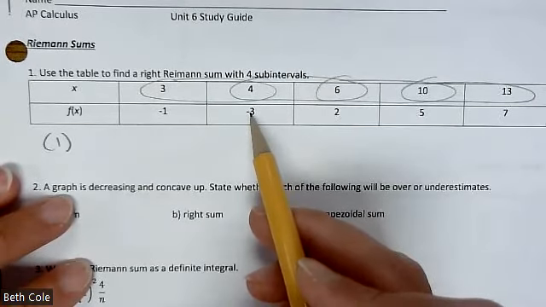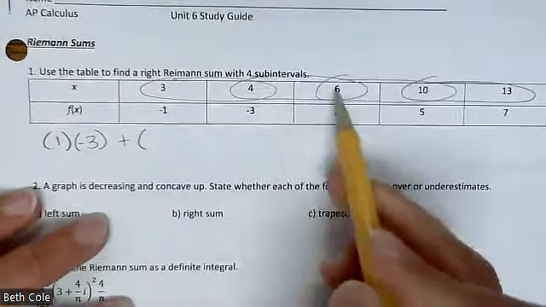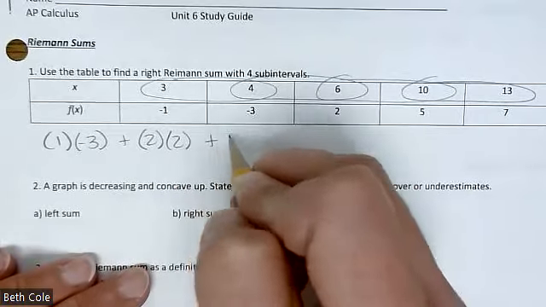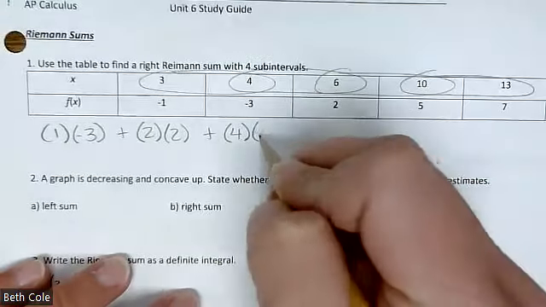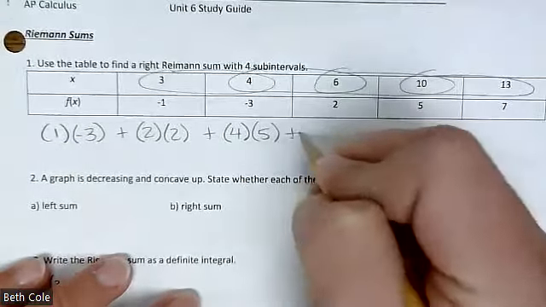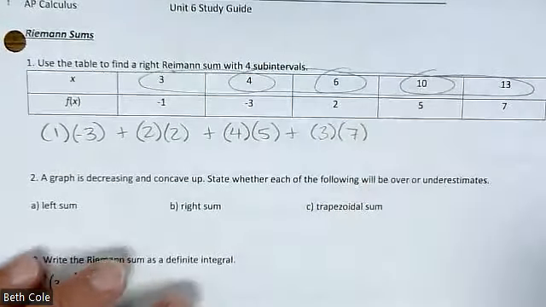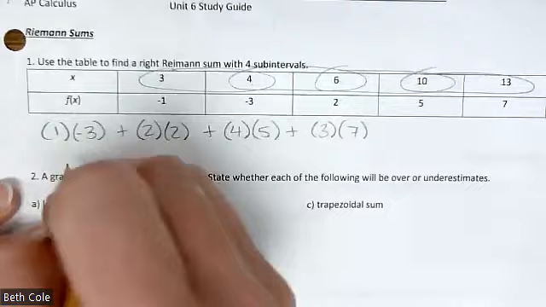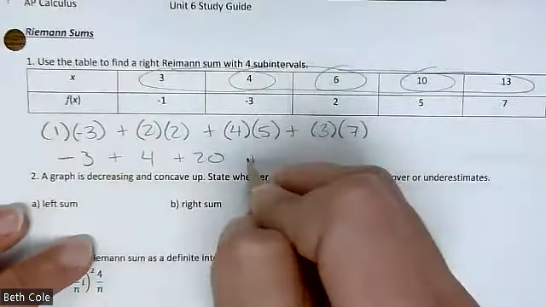-3, good. Plus, all right, what's the length of the next one? 2. The number on the right is 2. Cool. The length of the next one is 4. Number on the right is 5. And then the last one from 10 to 13 is 3. The number on the right is 7. And you have to figure out what that is, because that's not going to be an answer choice. And to pick A, B, C, or D, you got to sort through it. So -3 plus 4 plus 20 plus 21.